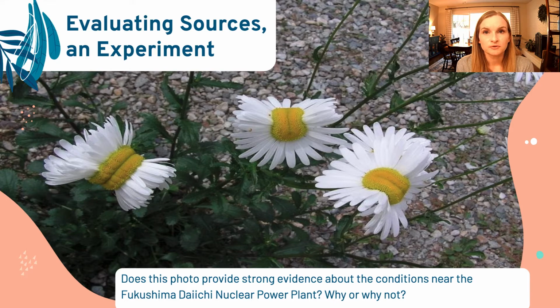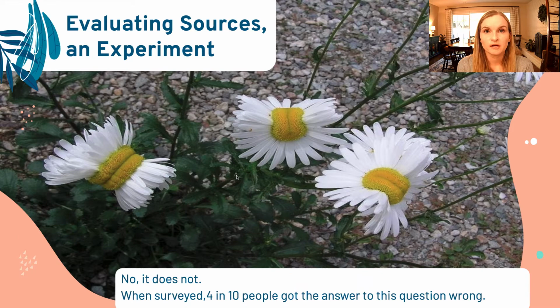So what I'd like you to do is take a look at the photo on the screen. This photo depicts a picture of daisies that was supposedly taken at the site of the Fukushima nuclear power plant. So take a few minutes to look at this photo and then contemplate this question. Does this photo provide strong evidence about the conditions near the Fukushima nuclear power plant? Why or why not? Go ahead and pause the video for a few minutes if you need to think about it. Now, whether or not you answered the question correctly doesn't really matter.